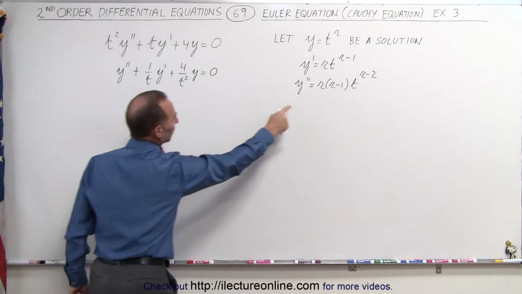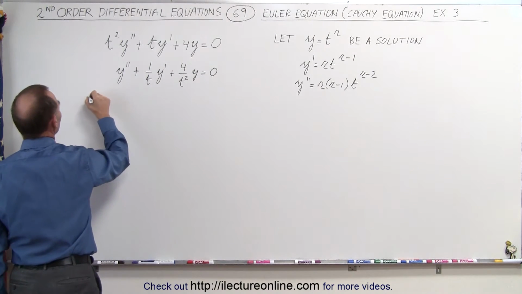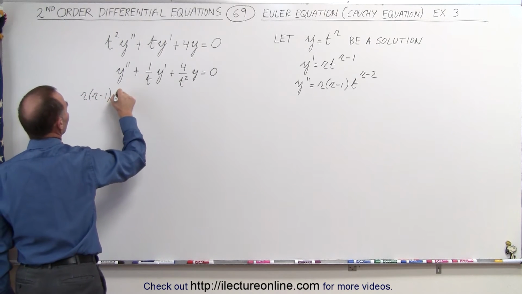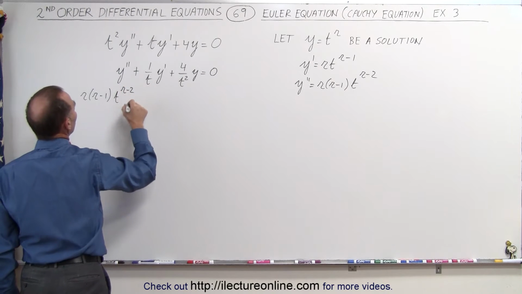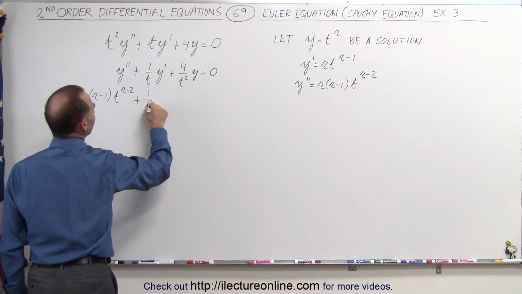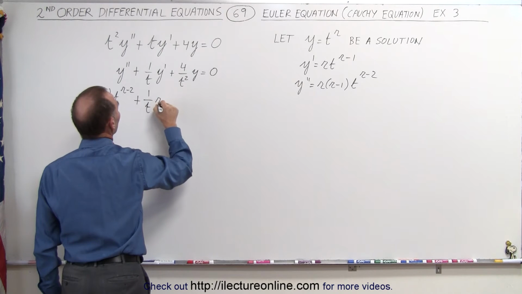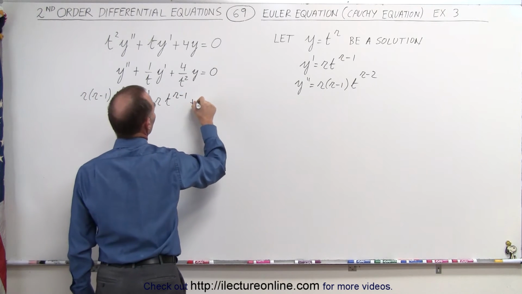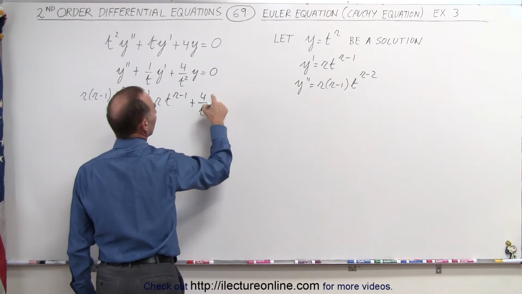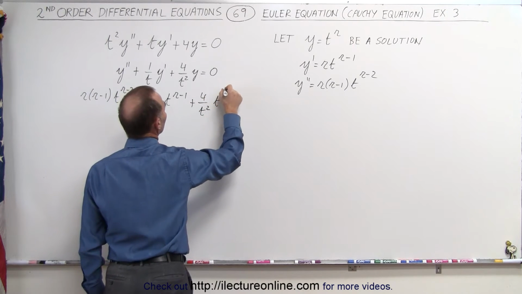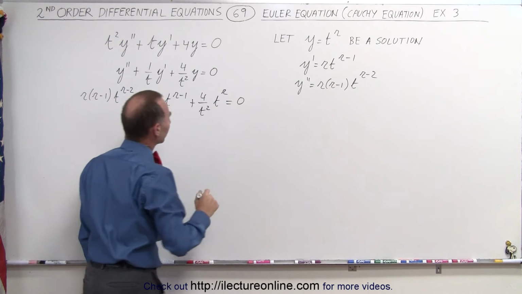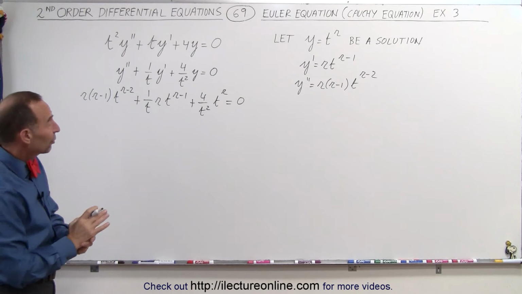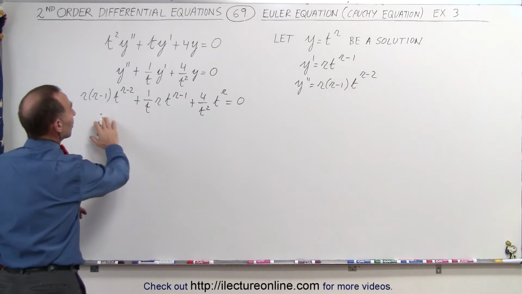So the y double prime becomes equal to this. We end up with r times r minus 1 times t to the r minus 2 power plus 1 over t times y prime, which is r times t to the r minus 1. And then here we have plus 4 over t squared times y, which is t to the r power, equals 0. So next, we want to multiply both sides of this equation by t squared to get rid of the denominators.